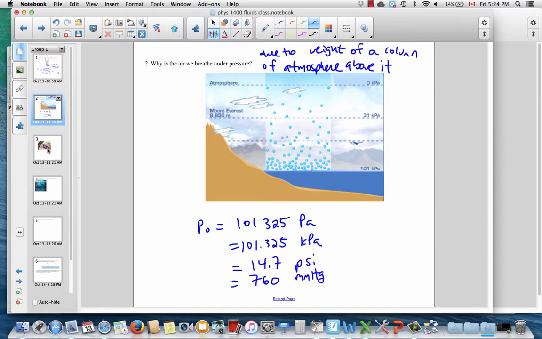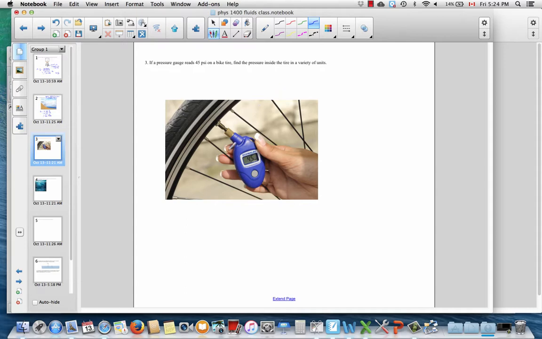Okay. Now, pressure gauges don't read the actual pressure, because if you detach this from the tire, it's going to read 0. What a pressure gauge reads is actually the difference between the pressure and atmospheric pressure. And this is called the gauge pressure. And a gauge is just a device for measuring pressure. So if you have a pressure gauge on your bike tire and it reads 45 psi, that's the gauge pressure.